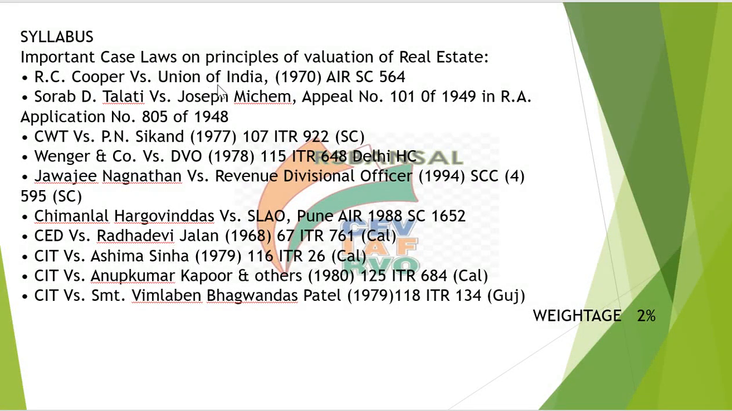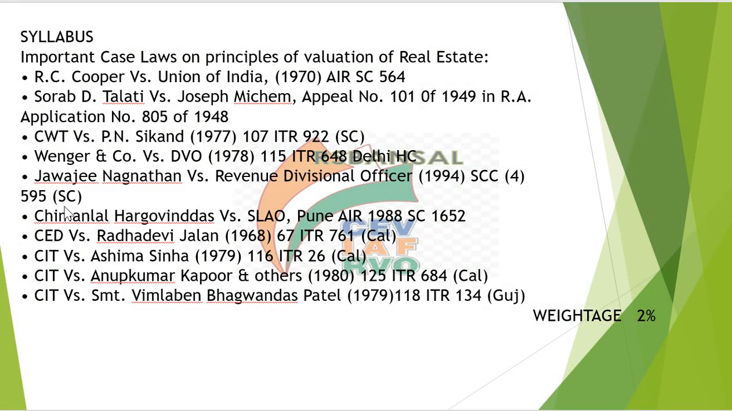First one is R.C. Cooper versus Union of India, 1970 AIR SC 564. Second case law is Sorab D. Talati versus Joseph Michem, as per appeal number 101 of 1949, application number 805 of 1948. Then CWT versus P.N. Sikand, 1977, 107 ITR 922, Supreme Court. Then Wenger and Company versus DVO, 1978, 115 ITR 648, Delhi High Court.